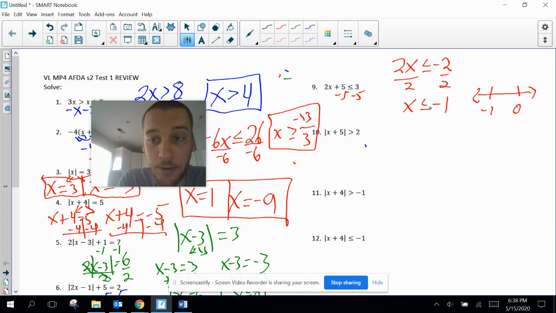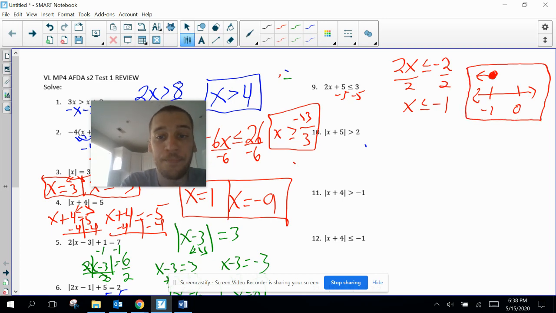I draw this line underneath, putting it at the number I want. And with less than or equal to, x is smaller, which means I'm going to the left. We're always graphing x. So if x is smaller, we go to the left. If it's bigger, we go to the right.